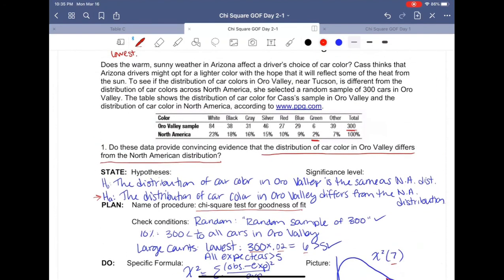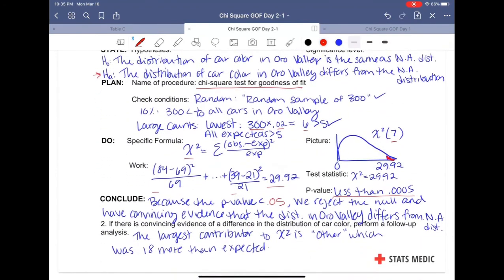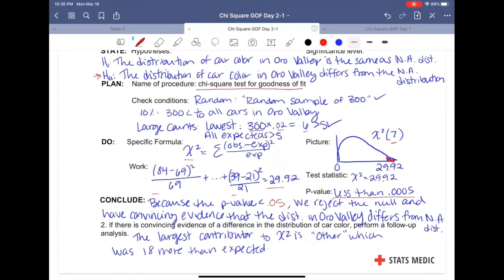So again, I'm just restating what the problem asked. They started by saying, do the data provide convincing evidence that? And so you need to actually answer, well, do they? Well, yes, they do provide convincing evidence. So I'm stating here that we have convincing evidence that the distribution differs from the North American distribution.